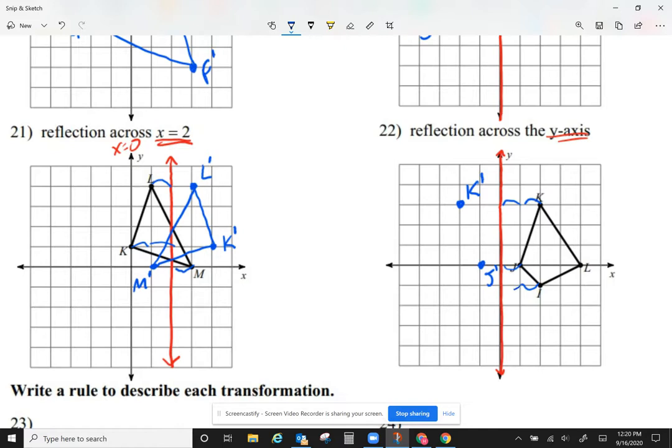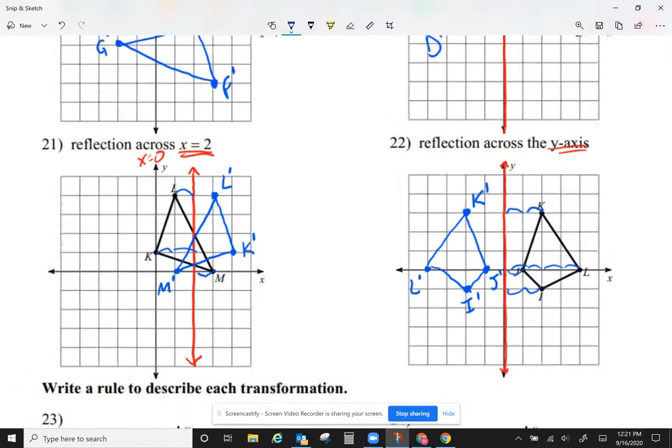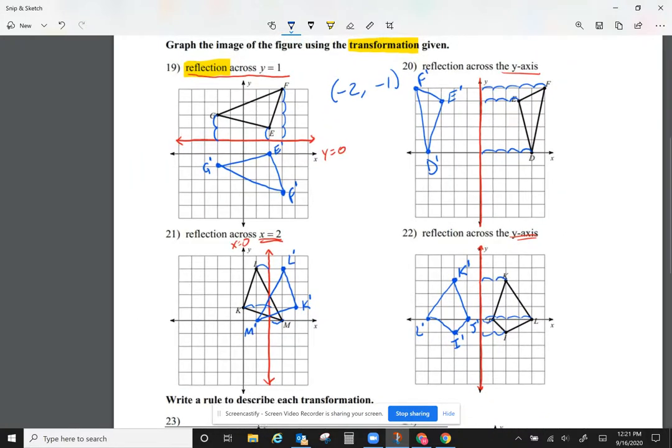My point I, I count the spaces. Make sure you have the same amount of spaces on the other side. And then my point L, let's see, 1, 2, 3, 4. So I'm going to count 4 spaces on the other side. And that gives me my point L prime. My image got flipped. So to reflect that image is that simple. Count spaces.